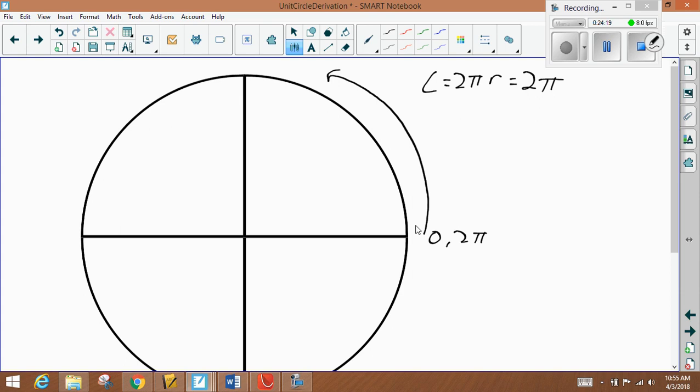So then what's half of a rotation? If a full rotation is 2 pi, then half a rotation is pi. What's a quarter of a rotation? Yeah. So this right here is, or we could call it pi over 2, right?